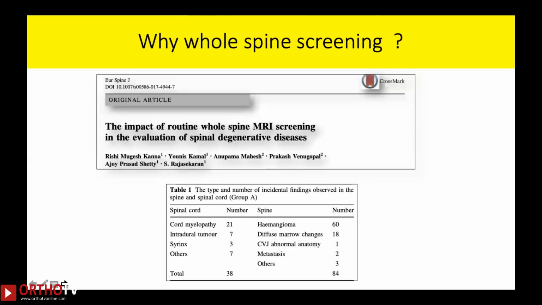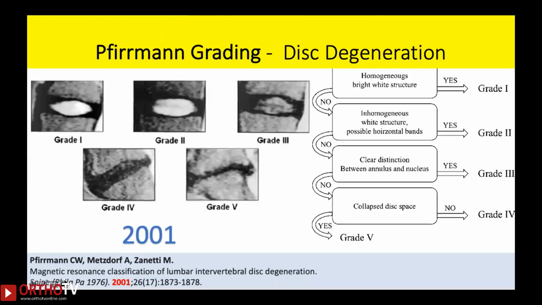Why so? Because this beautiful study from Ganga Hospital has shown that there could be other pathologies lurking silently in the cervical and the dorsal spine, which could have an impact on the overall outcome. So we must order a whole spine screening.